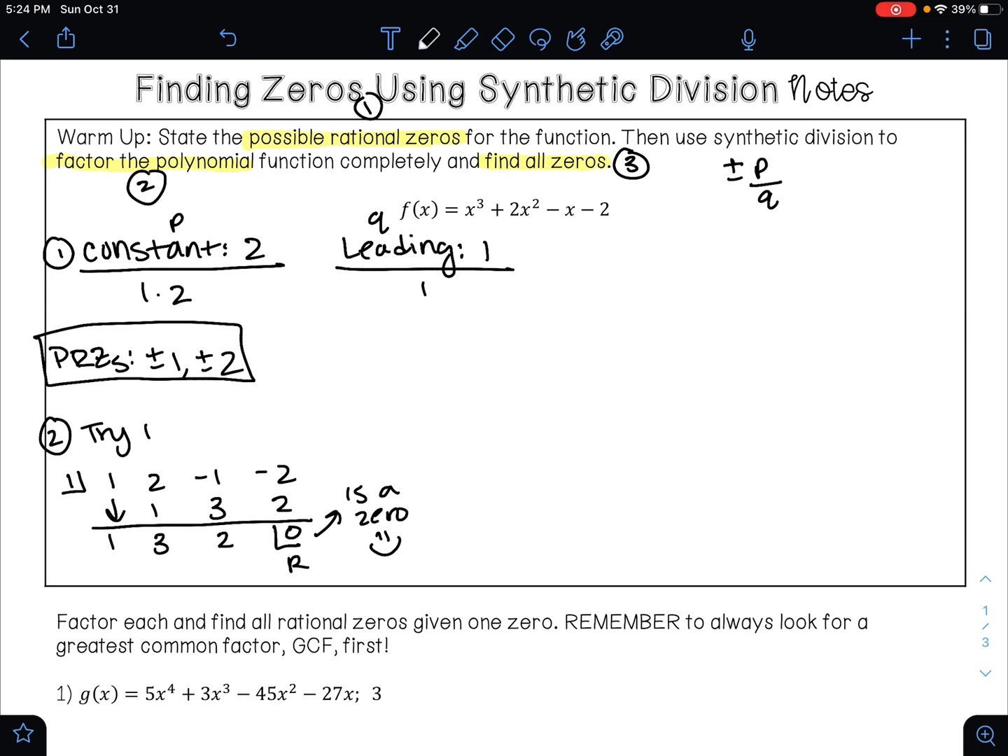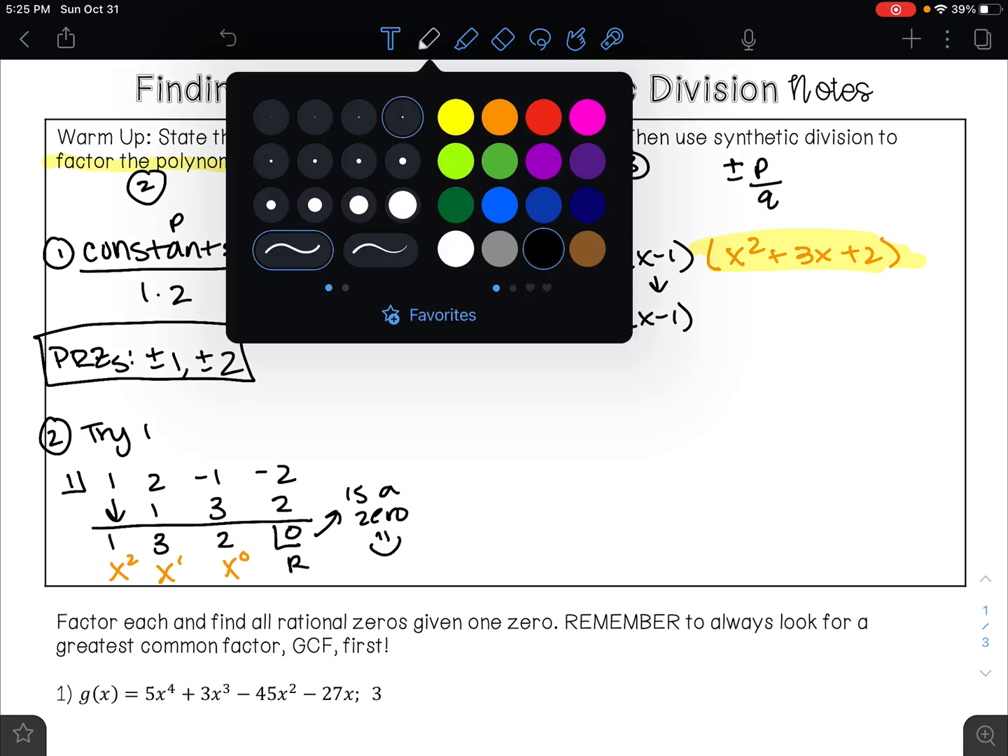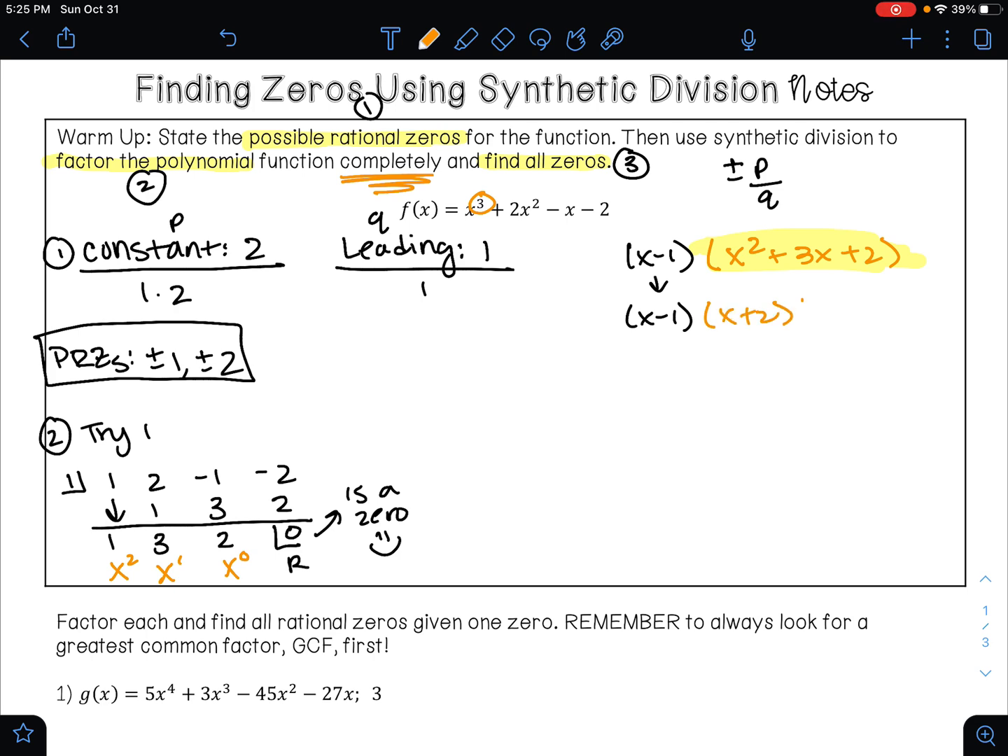So my first factor, if x equals 1 is a 0, then that means that x minus 1 is a factor. We started with x cubed, so that means with my synthetic division, my quotient starts with x squared. So here I have x squared plus 3x plus 2. We want to factor the function completely, meaning we want to try to get linear factors. X minus 1 is already linear, so I want to factor this trinomial completely. This trinomial is quadratic. So I'm looking for factors of 2 that add to 3, and that's going to be 2 and 1. You could also have used the area model to factor this. So this is the second thing that we were looking for, the factors.